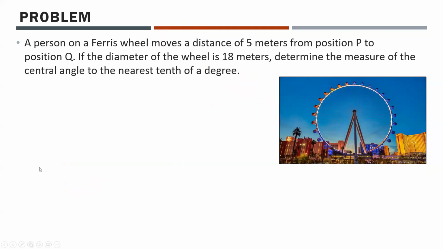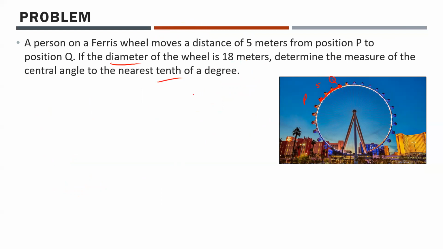Next one, a person on a Ferris wheel moves a distance of 5 meters from position P to position Q. Okay, so someone's sitting on a Ferris wheel and they move from one position to another. I'll just call this P, and I'll call this one Q, we'll say. Doesn't really matter, I'm just picking them arbitrarily. And that distance, of course, is 5 meters. Now, if the diameter of the wheel is 18 meters, determine the measure of the central angle to the nearest tenth of a degree. Finally, I tell you what to round to here.